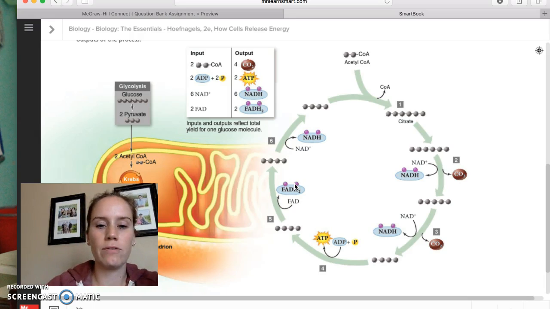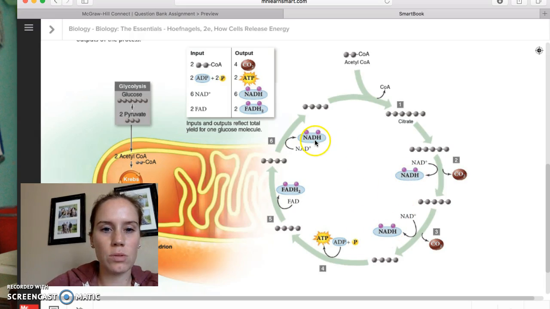So now you have to do the Krebs cycle again. So this happens twice. So in that case, we're going to double everything. So we're actually making 6 NADH molecules to send to the electron transport chain. We're making 2 FADH2s, and then we're also creating 2 ATPs.